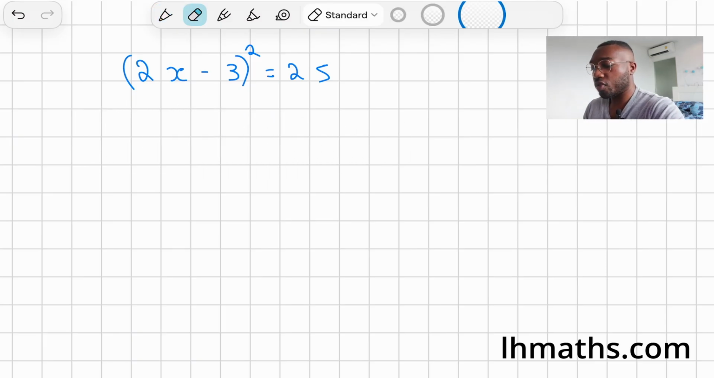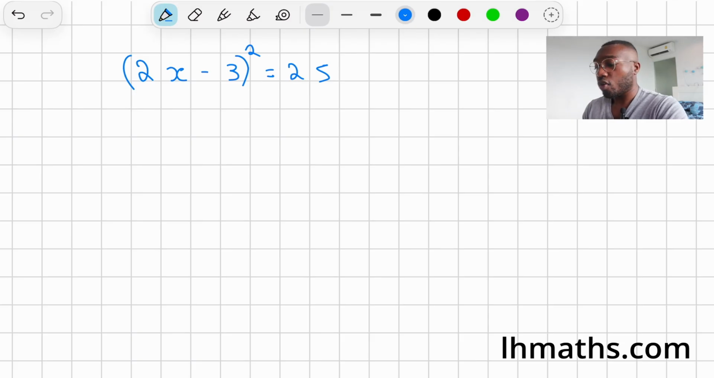In this question, we don't need to do anything like that. We can actually get rid of the power of 2. So to do that, we need to square root both sides. So if we square root both sides, we get 2x minus 3 squared.